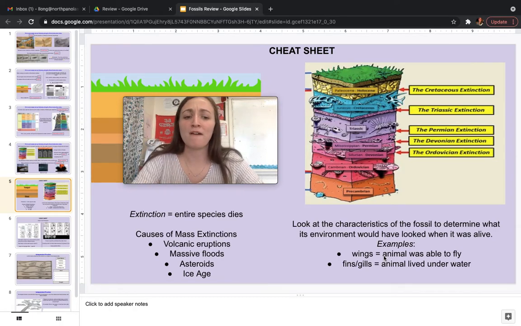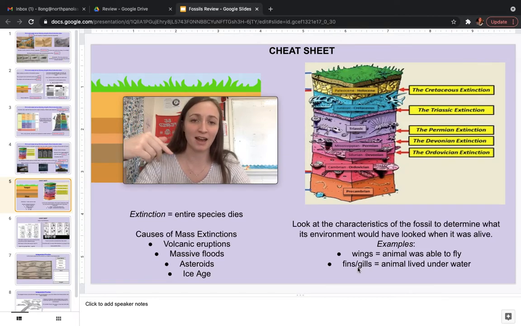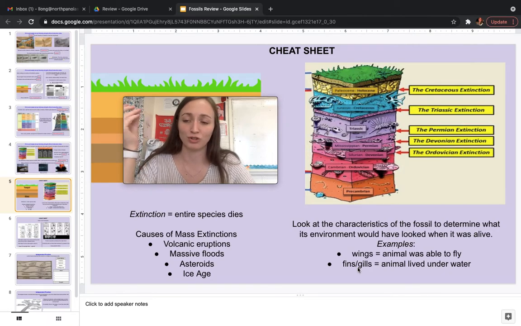Duh. Or if you see a fossil that clearly had fins or gills, like a fish would, we know, okay, that living thing must have lived underwater. So there are a lot of things that when we're just looking at the fossil, we can say, yep, it probably did this or probably did that, which is exactly what scientists do when they're looking at those fossils. That's how they learn so much about old living things from the past.